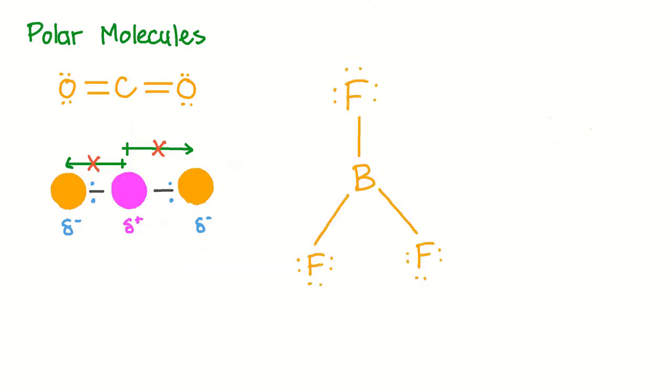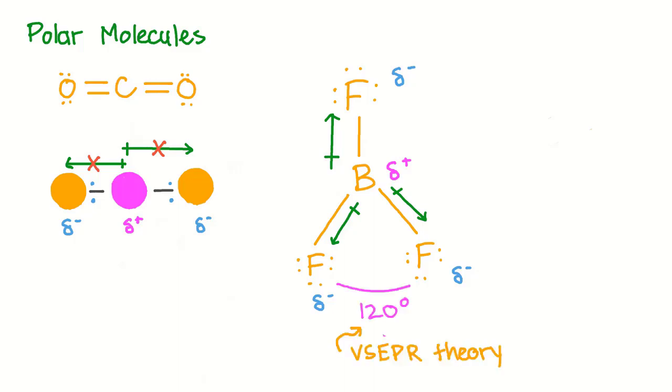Let's take a look at another molecule, boron trifluoride, or BF3. Fluorine is more electronegative than boron, so the fluorines would all have a partial negative charge while the boron would be partially positively charged. This means all three of these bonds will be polar, with a dipole pointing towards the fluorine. But is this molecule polar? Well, according to VSEPR theory, all of the bond angles in this molecule are identical. They're 120 degrees. This means that we're going to see something just like we saw with carbon dioxide.